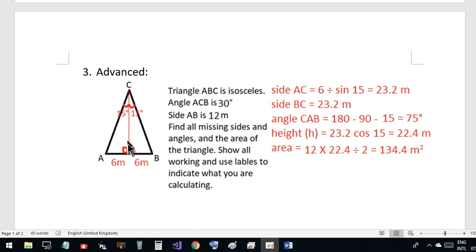Notice it's right up next to the 15 degrees that's given to us, so we're going to use cos. So it's going to be 23.2 times cos 15 degrees. Make sure the angle is always at the end, after sine and cos. Hit equals and you get 22.4 meters for your height. Alright, and finally the area is worked out by 12 across the bottom, that's the base, times 22.4, that's the height we just worked out, divided by 2. And you should get 134.4 square meters.